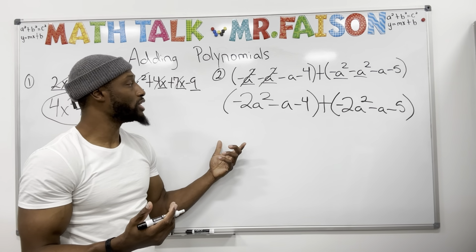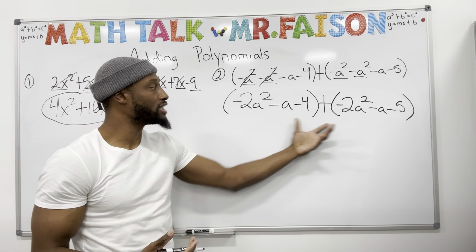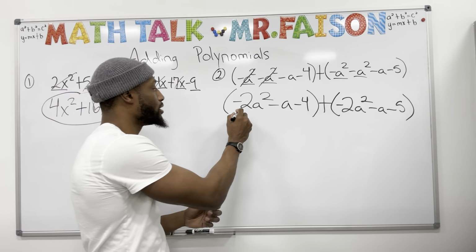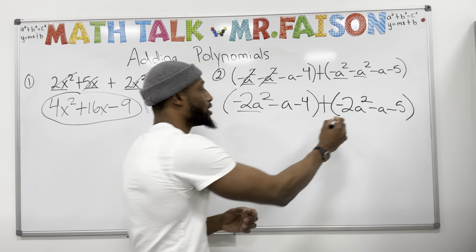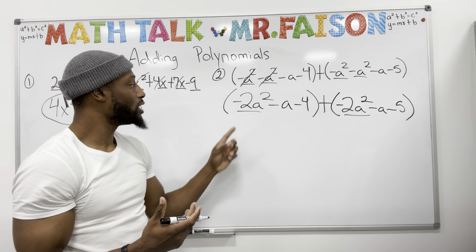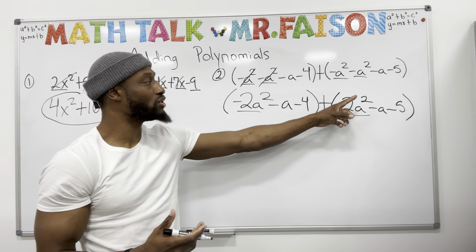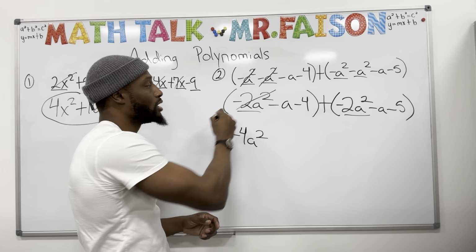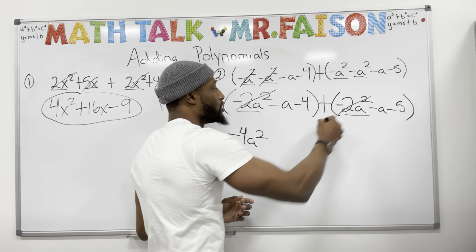Now, what I'm gonna do is combine the like terms that I see throughout this whole thing. The first one I see is I have an a squared here. I have another a squared over there. If I combine them two, negative 2a squared plus negative 2a squared, I'm gonna get negative 4a squared. Could mark it out, I don't need it anymore.